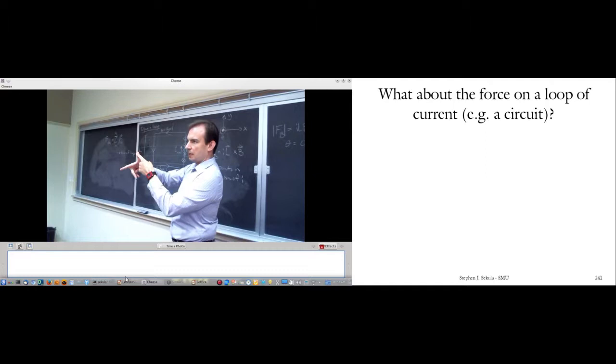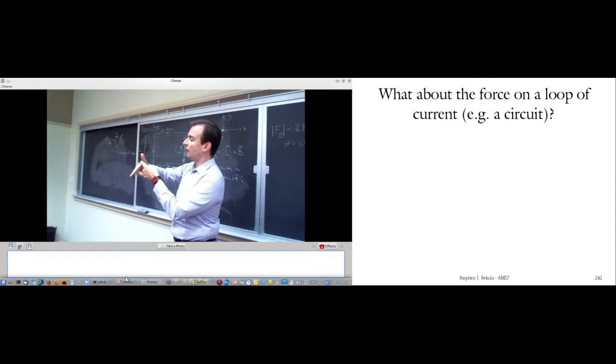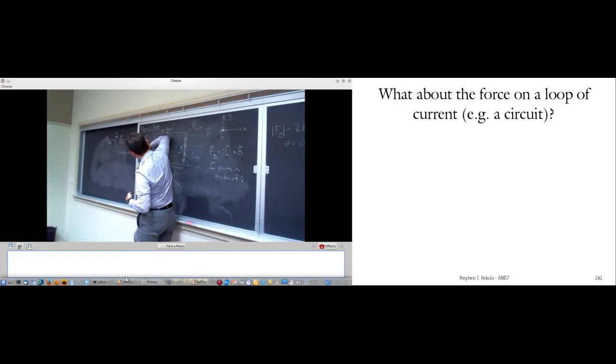So you're going to point your index finger in the direction that the L vector points. You point your middle finger in the direction that the B vector points, and your thumb will indicate the direction of the resulting force. So it's not very comfortable, but it's not too bad. So here I'd have to do this.